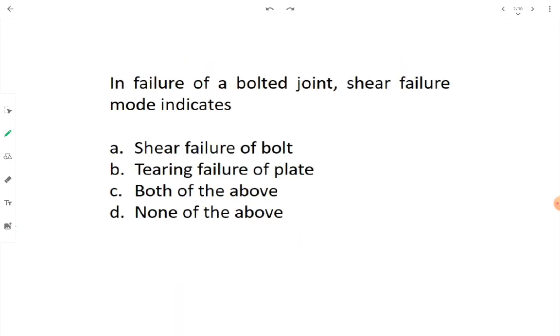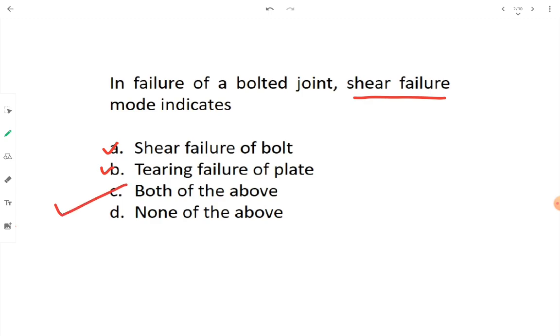Let's go to question number 1, which says: in failure of a bolted joint, shear failure mode indicates. When we are talking about shear failure of a bolted joint, it implies two possibilities: either the bolt can fail in shear or the plate can fail in tear or shear. That's why options A and B are right, so the most correct option we will tick here is option C, both of the above.